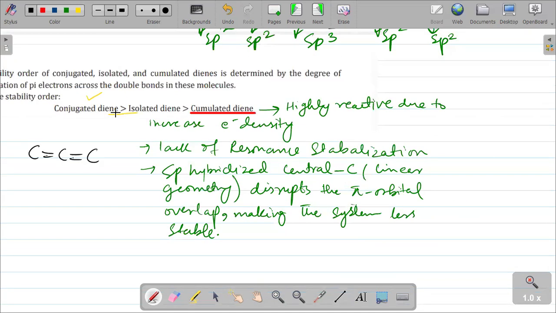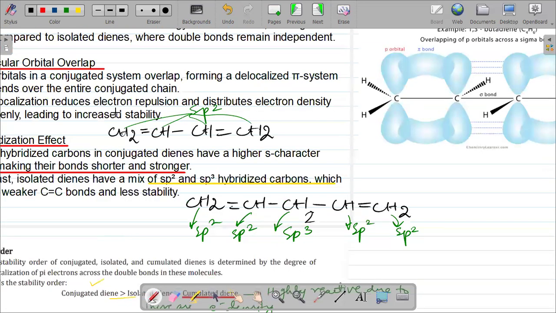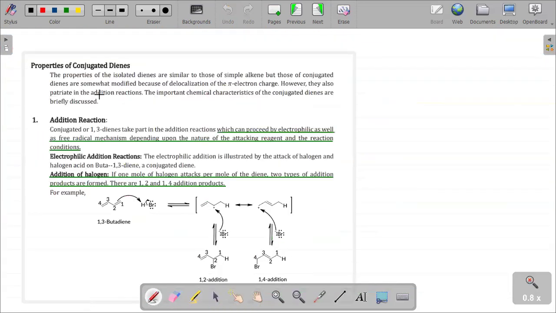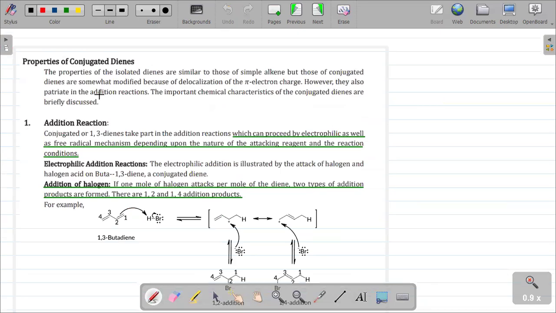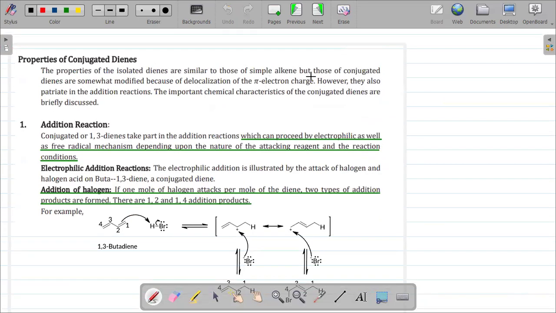Right? Now we are moving towards the next slide, which is all about the properties of the conjugated diene. The properties of the isolated dienes are similar to those of simple alkenes, but those of the conjugated dienes are somewhat modified because of the delocalization of the pi electron charge. However, they also participate in addition reactions, right? The important chemical characteristics of the conjugated dienes are briefly discussed.